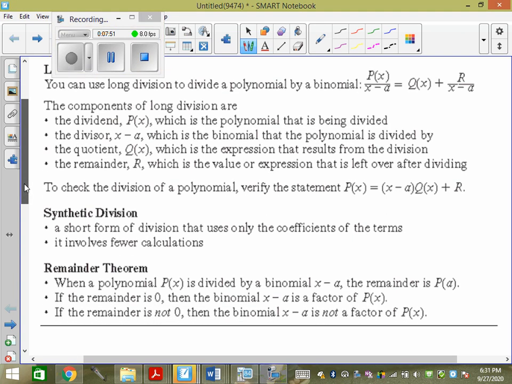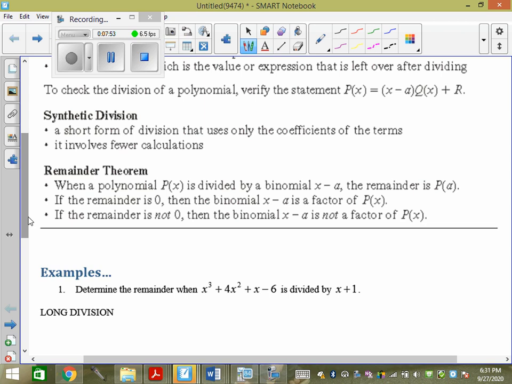That's long division. We have a faster method, which is called synthetic division, and it's a short form of the division that uses only the coefficients of the terms. It involves fewer calculations, and it makes people much happier. Okay? We're doing neither of those today. We're literally just looking at the remainder theorem today. So this is going to sound like gibberish at first, but it's going to make sense, and we'll come back and reiterate it at the end.